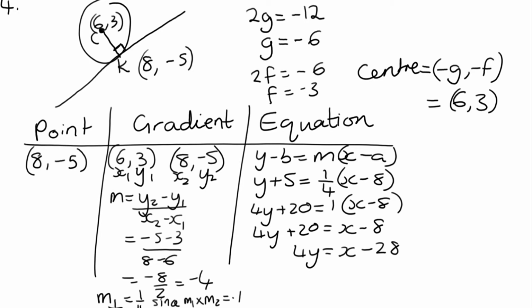Okay, so 4y equals x minus 28. If you wish, you can divide through by 4 and leave it as y equals 1/4 x minus 7, but there's no need. So I leave it in that format. Number 5.